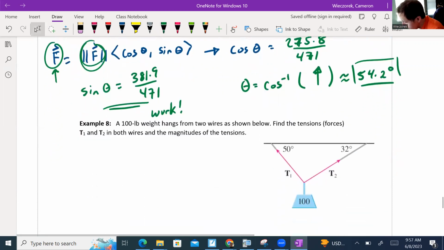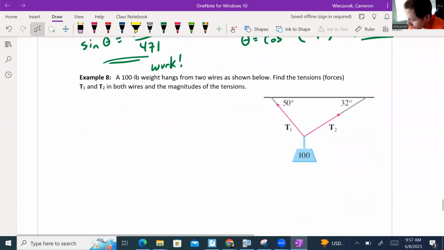Okay, last one I want to look at, a little bit more algebra in this one. The classic weight hanging problem, okay, from two wires. So a 100-pound weight hangs from two wires as shown below. One of them is hanging off to the right at an angle of 32 degrees. One of them is hanging off to the left at an angle of 50 degrees below the bar. Find the tensions, the forces, T1 and T2 in both wires and the magnitudes of the tensions.